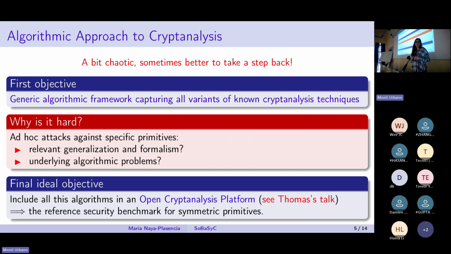And this first objective, I think, would be very important for the final ideal that I already mentioned, which would be including all these algorithms, now easier to implement, analyze and optimize, into an open cryptanalysis platform. For this, you will see Thomas's talk at the end. Or like a security benchmark for security primitives, a toolbox including all the best known attacks, algorithms, ideas and variants. And this is like a utopia, right? So I will explain a bit more about what I think is really doable in the end, but that would be the ideal goal.